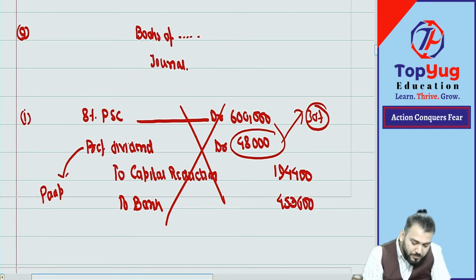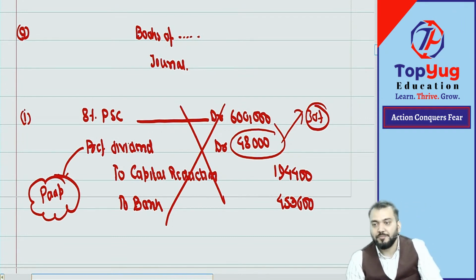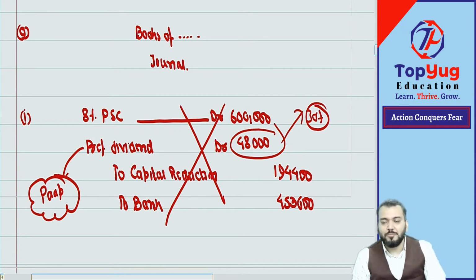You have done one mistake. This mistake should not be repeated, okay? In class, if you are making a mistake, it is good only. It is better to make a mistake in class, not in the exam hall.